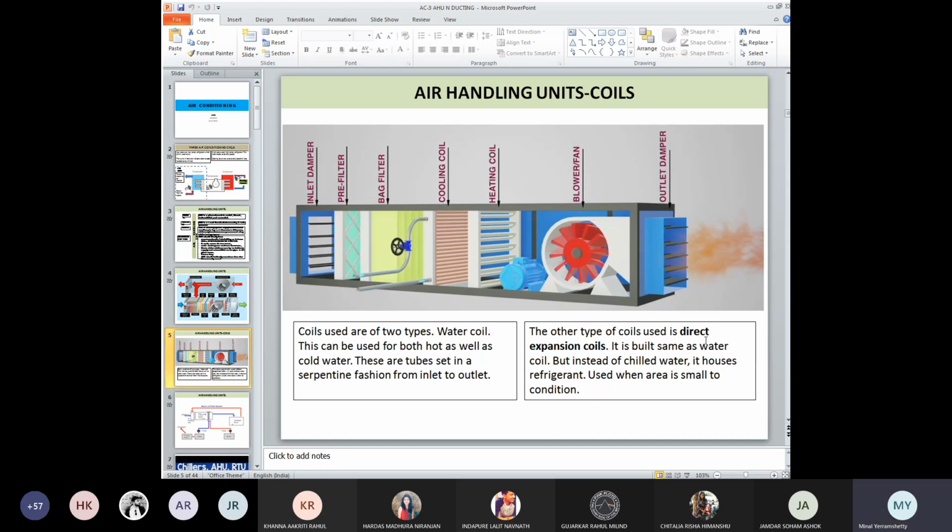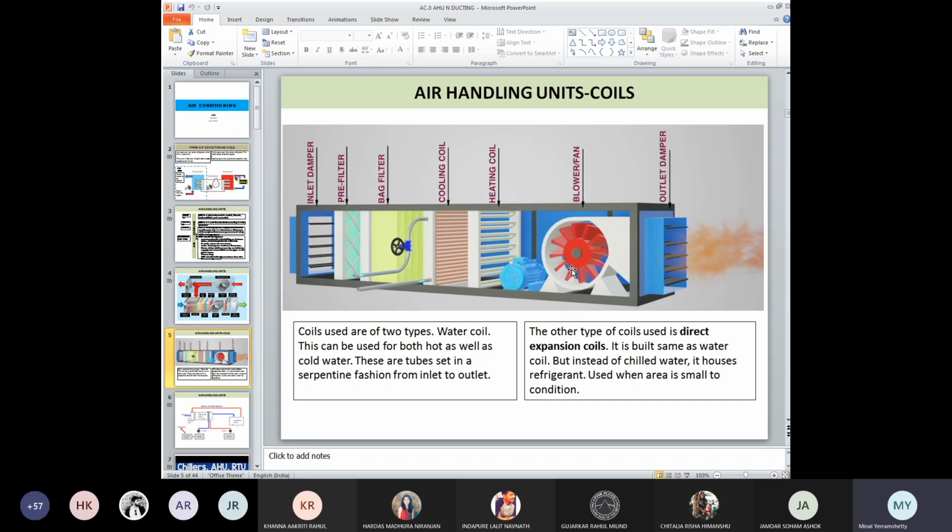The other type of coil used is the direct expansion coil. It is built the same as a water coil, but instead of chilled water, it houses the refrigerant. Remember what I said? AHU जब आपको refrigerant use करना पड़ता है, तब उसको हम direct expansion coils कहते हैं. While chilled water pipes are chilled water coils, meaning normal water उसमें आता है. That is the reason I asked you, did you understand when will AHU be used in a direct expansion system? In the direct expansion system, it is not water that is traveling, it is the refrigerant. That is the main difference between chilled water and direct expansion.